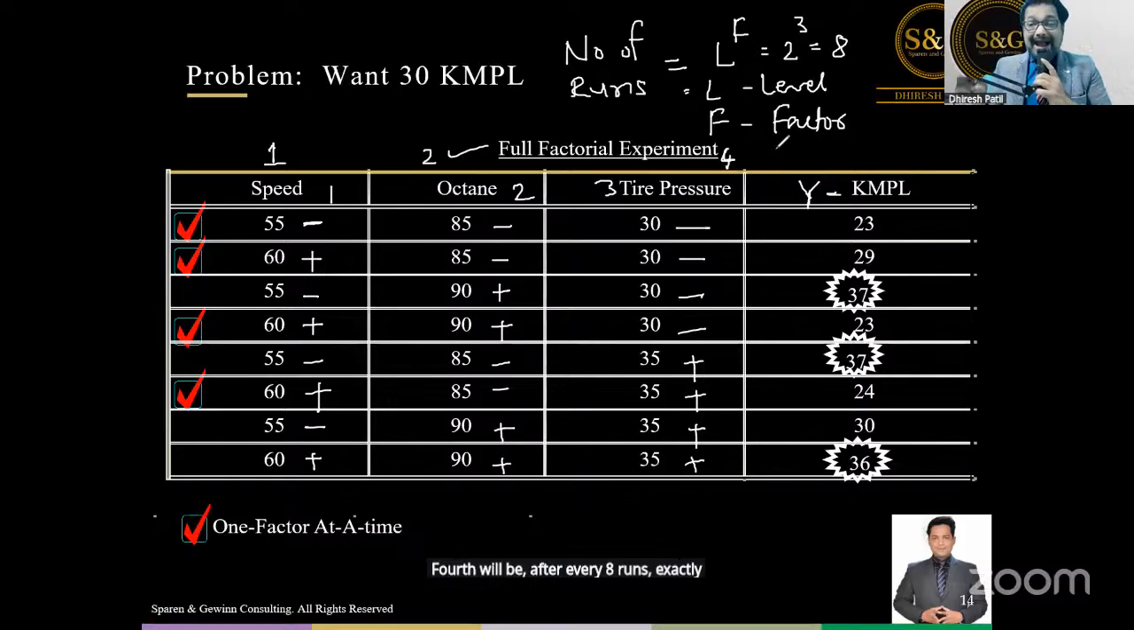Exactly. And in that case, L raised to F. How many runs will be there? That experiment will be how many runs? Type in the chat box. L raised to F. How many runs will be there? Exactly. So those will be 16 runs. L raised to F, level is 2 raised to 4. So 2 raised to 4 is equal to 16. So instead of 8 runs, we would have 16 runs.